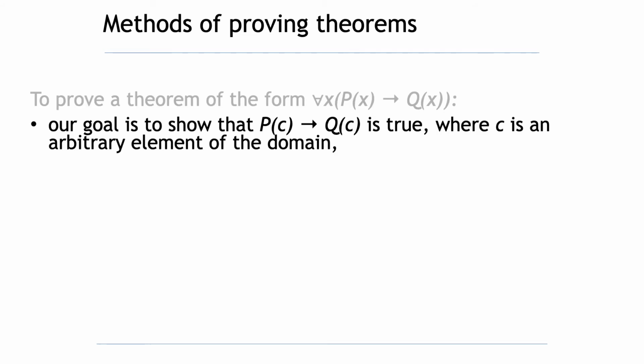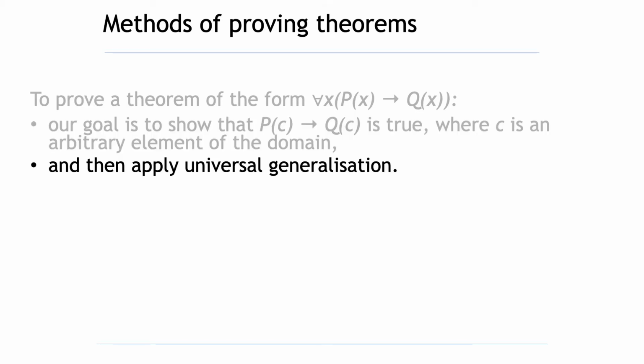Our goal is to show that P(c) implies Q(c) is true, where c is an arbitrary element of the domain. Remember, this is the first step. We choose an arbitrary element of the domain and we prove that the condition holds for that specific element. When we prove that, then we apply universal generalization.